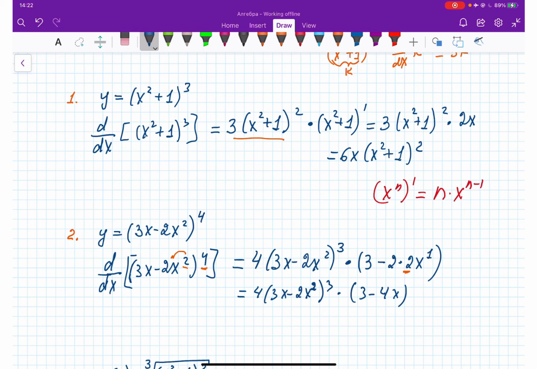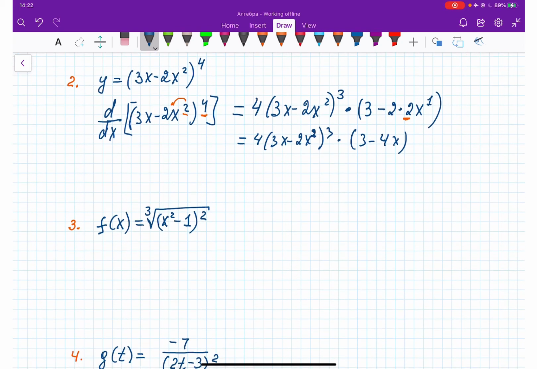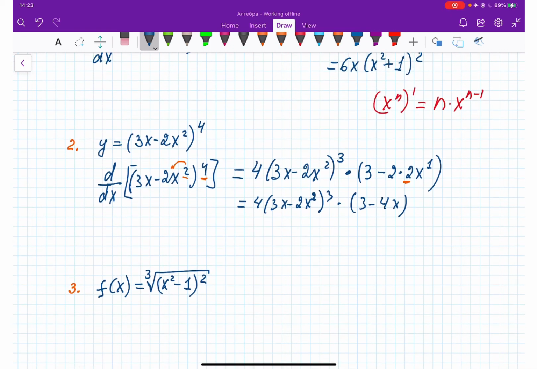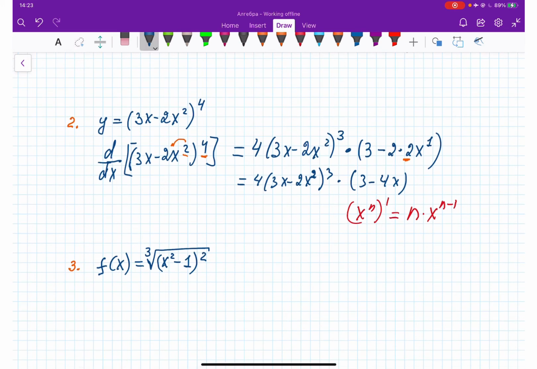Next one. f of x is equal to the cubic radical of (x squared minus 1) to power 2. So I'm going to rewrite it, because there is no derivative for a radical per se. Therefore, I'm bringing it to the format where I can apply this rule of derivative, which is going to be, I'm going to write down (x squared minus 1) raised to power 2 over 3, 2/3.